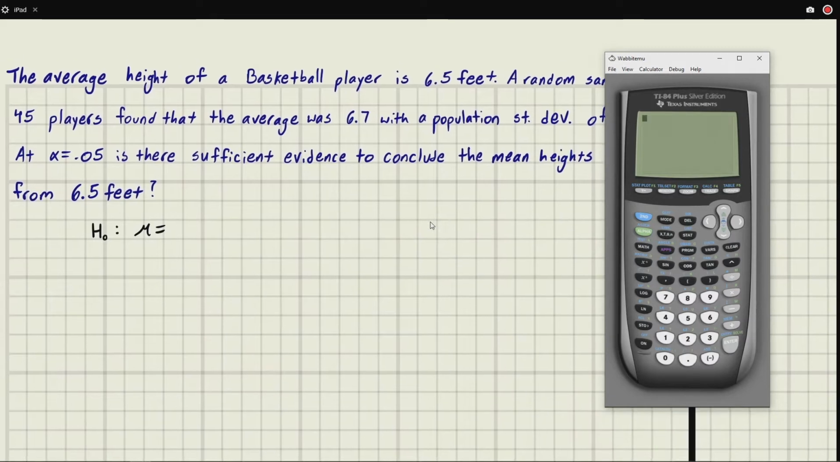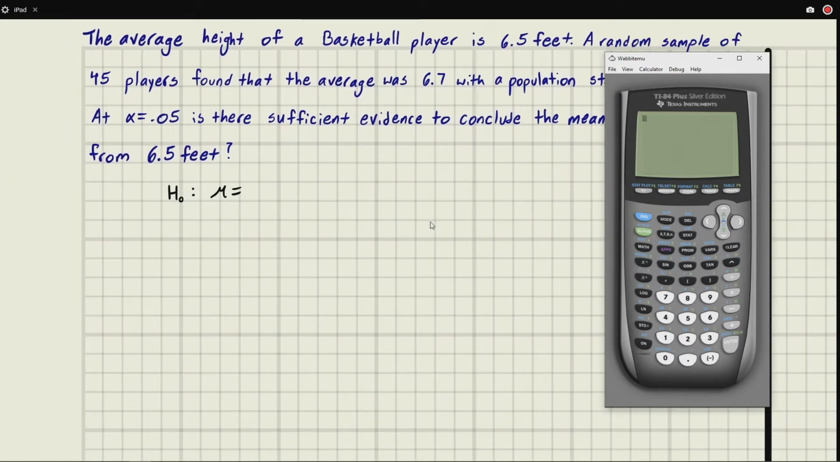There's also a slight problem with this question because it gives us some stuff in feet, but it gives us a standard deviation in inches. So we can convert the standard deviation to feet or everything in feet to inches. I'm going to convert the standard deviation to feet when we need to.